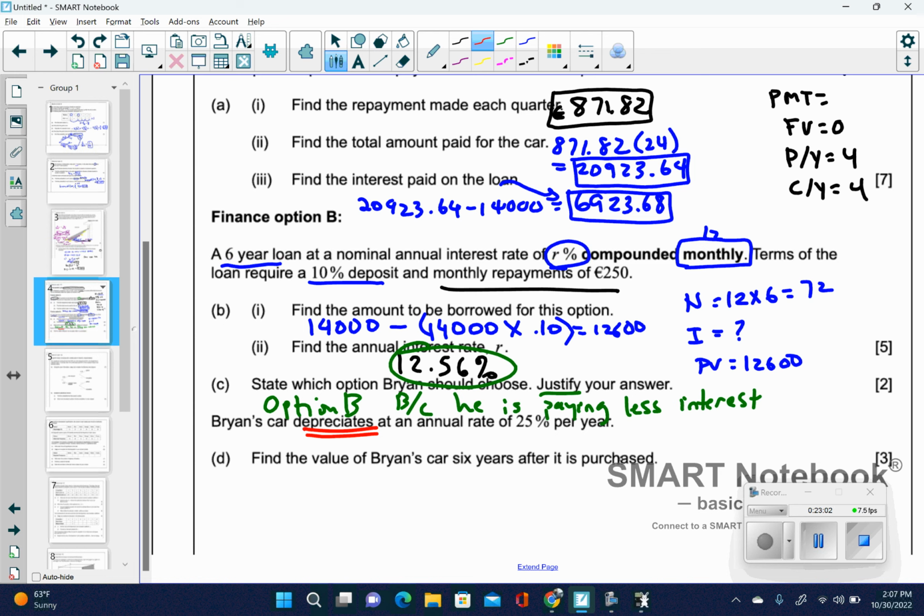So there is a formula for that. It's FV. This is in your formula booklet, so you do not need to memorize it. You just need to know that this is what we're going to use. R over 100k to the kn power. All right, so let's go ahead and plug numbers in here.